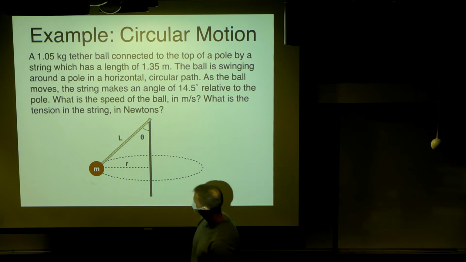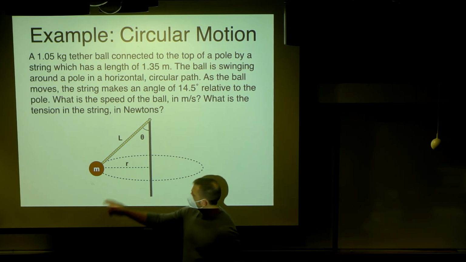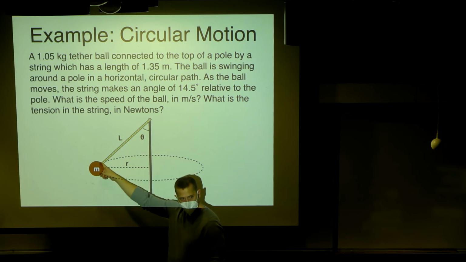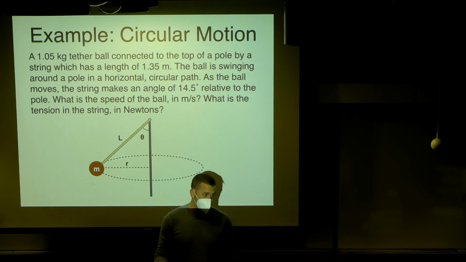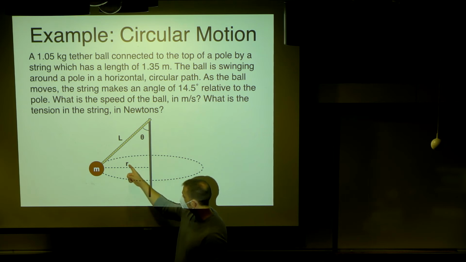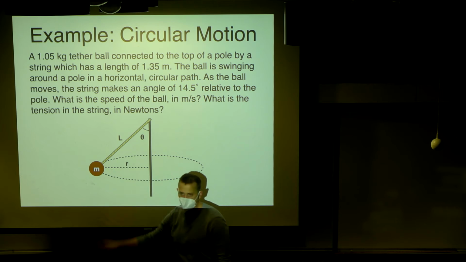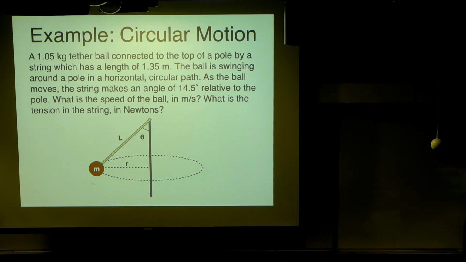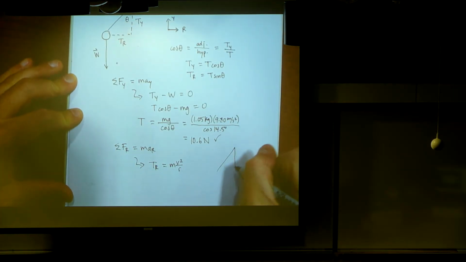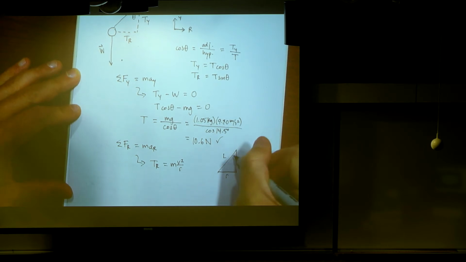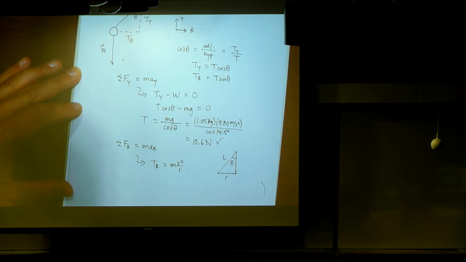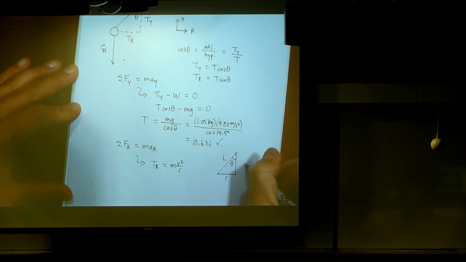Any guesses? Using sine. Yeah, L is my hypotenuse right here, and R is my opposite side, right? So that means R is going to be L times sine of the angle theta, right? We can work that out. Okay, so because we have this right triangle, where we have L, the length of the string, R, the radius of the circle, and theta, the angle of the string, you can work out that R is L sine theta. Okay?